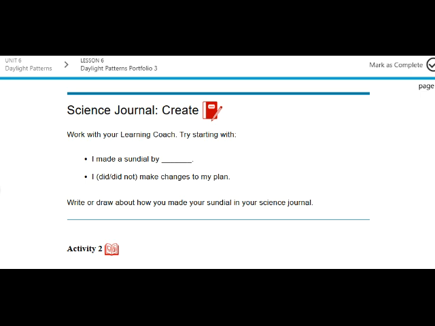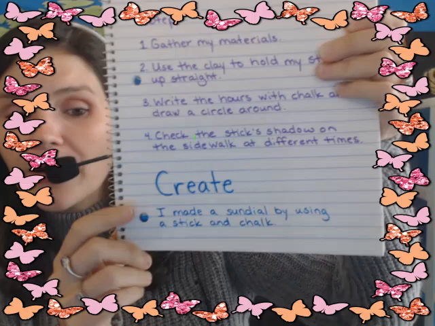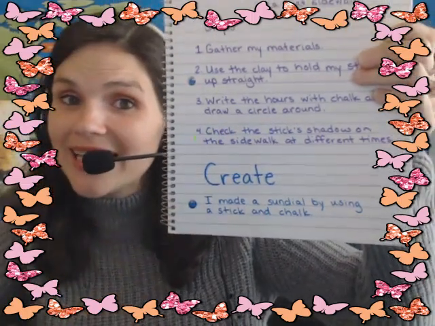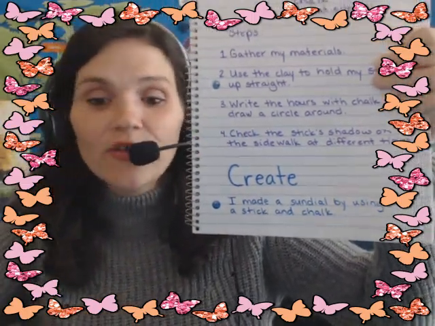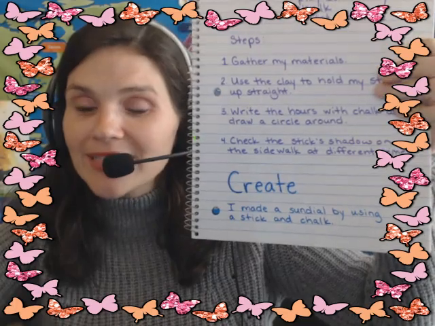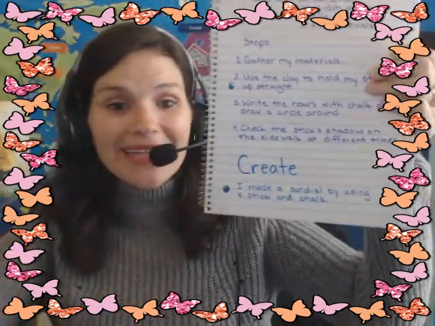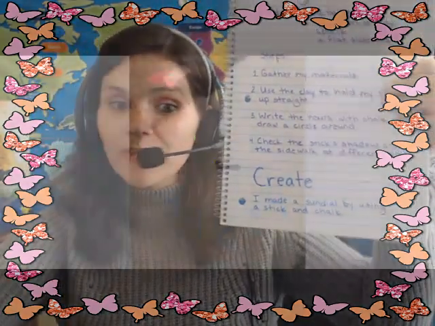Here's my create section in my science journal. I wrote, I made a sundial by using a stick and chalk. So for my sundial, I made it outside. I didn't draw a picture of it, but I did take some pictures that I could share with my teacher.